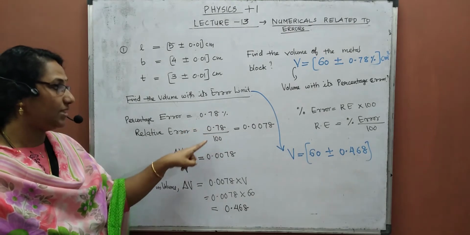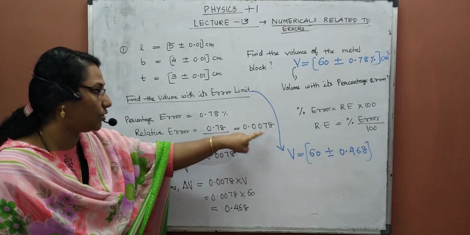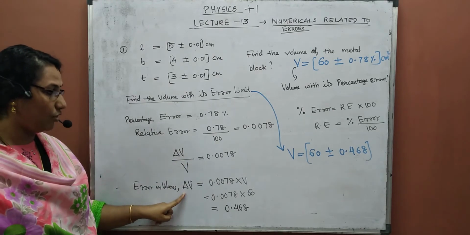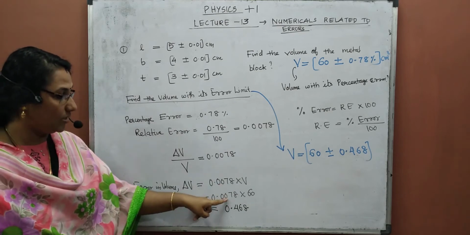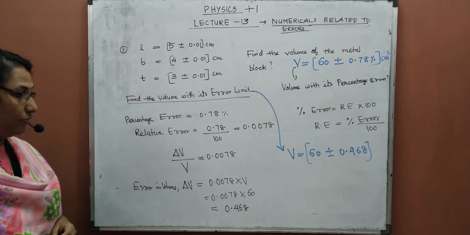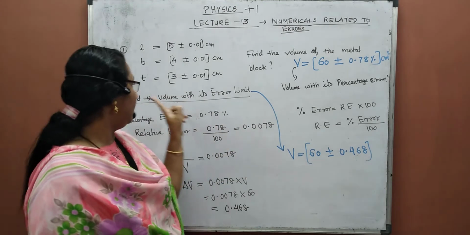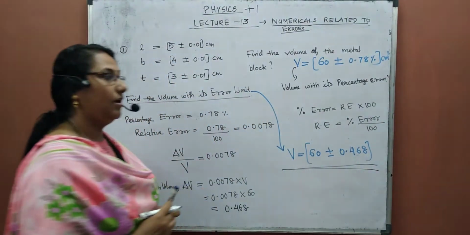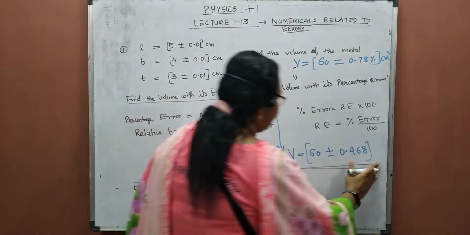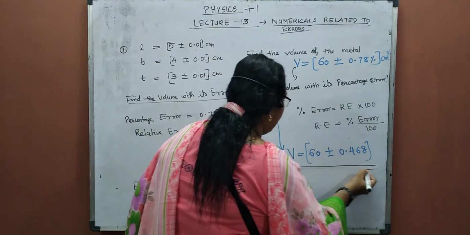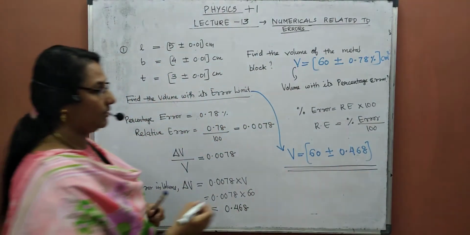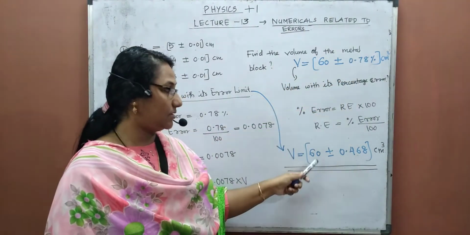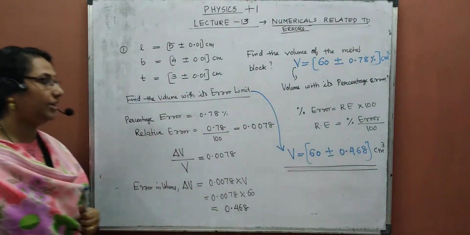Therefore, relative error is equal to 0.78 by 100, which is 0.0078. Delta V, relative error, means error by true value. So the error in volume is equal to 0.0078 into 60, which is 0.468. Is it clear? That is, the volume with its error limit is 60 plus or minus 0.468. Hoping you have understood. So, do the problem. Pause the video and do it by yourself. The unit is centimeter cube. This is the volume with its percentage error, and this is the volume with its error. Is it clear? Do it.